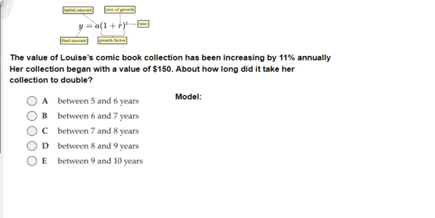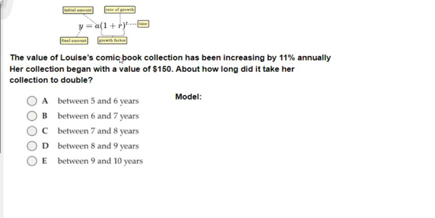Alrighty, so for this next problem, we're going to have to establish our model, our equation, and then use a calculator and plug some things in and see how they work. All right, so let's get our equation first. Let's look at the problem.